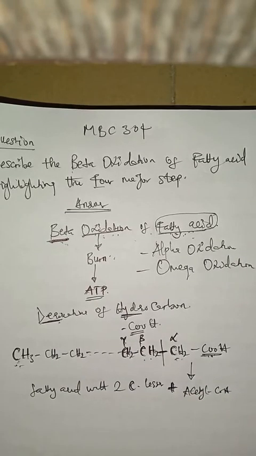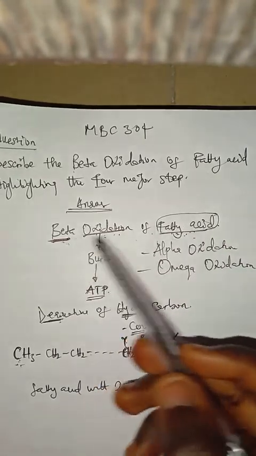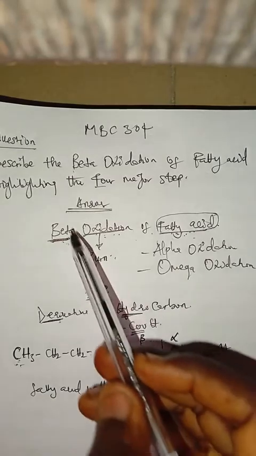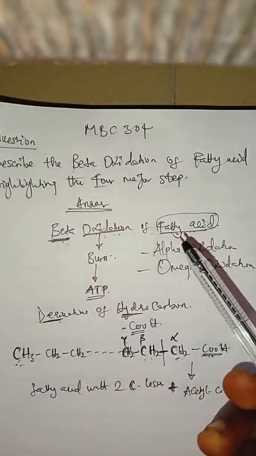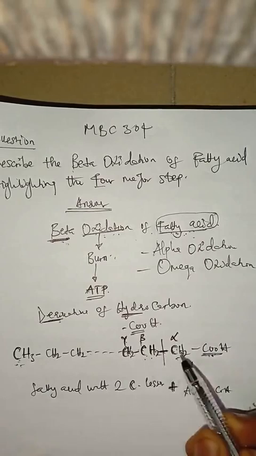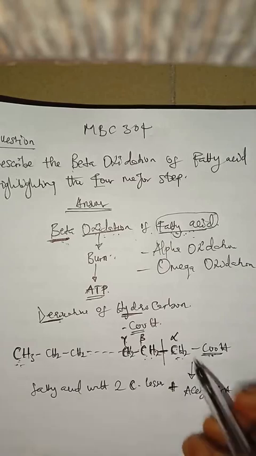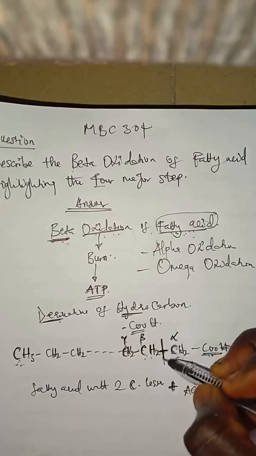So when I say beta oxidation, I will say it again: it simply means we want to burn up fatty acid, we want to oxidize fatty acid. At what position? At the beta position. Where is the beta position? The beta position is the bond between the alpha carbon and the beta carbon. So our whole idea in beta oxidation is such that at the end of the day, we should be able to break this bond.